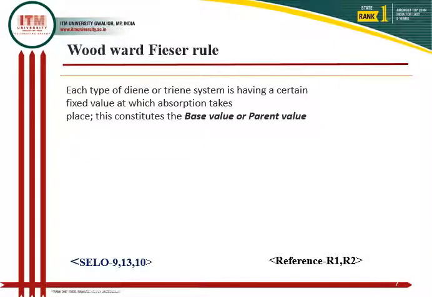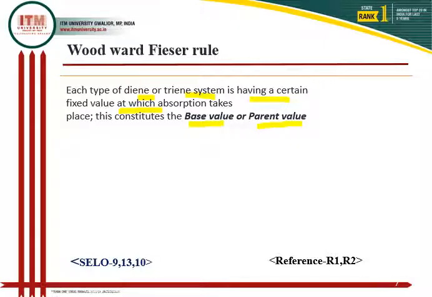Each type of diene or triene system, you all know a diene means a compound possessing two double bonds, or a triene with three double bonds, has a certain fixed value of absorbance, or we can say a particular fixed lambda max, and that constitutes the base value or the parent value.